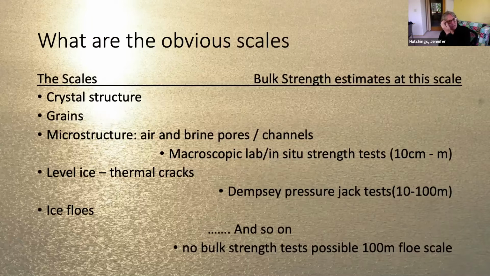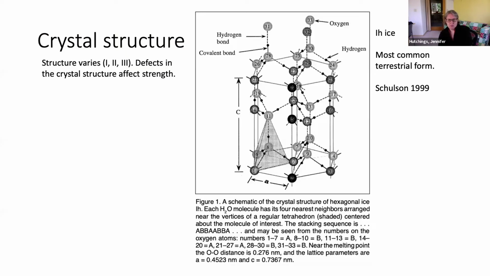And obviously we know some things about this, and I will go through that. You have the crystal structure, grains, microstructure, cracks in level ice, ice floes, and then we start getting into realms of not really being sure what scales should be defined. So obviously, crystal structure, there's been much work done on this. I'm going to skip over this because I'm not trying to model at this scale.